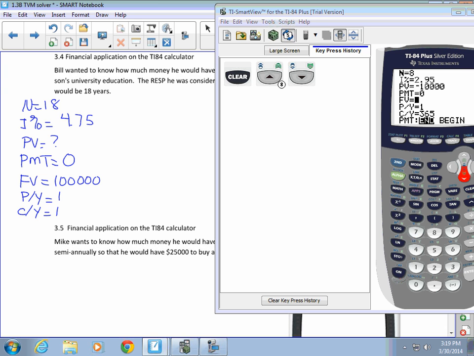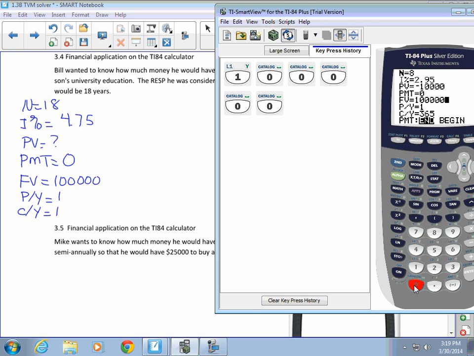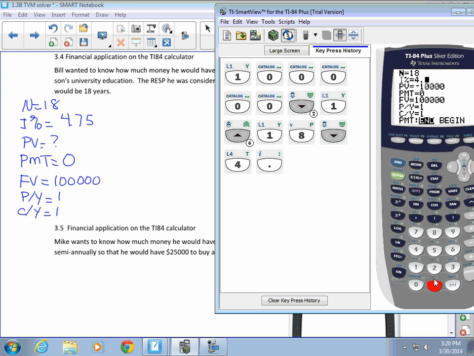So for this one now, in here, our future value, we want to have $100,000. Payments per year was 1. Our compounds per year is 1. We need to go back up to the top here. Number of years was 18. Our interest was 4.75. Our present value, let's just put a 0 there for right now. Payment was 0, so we've got all those.